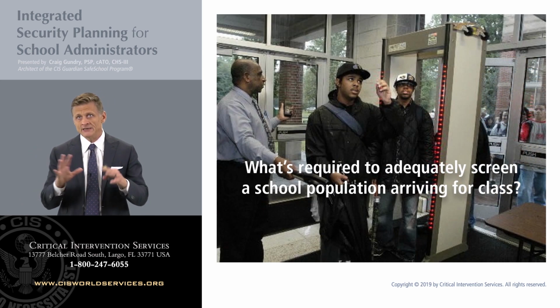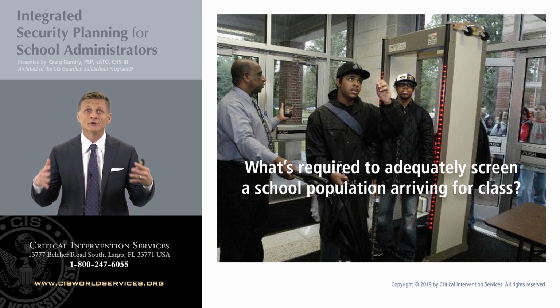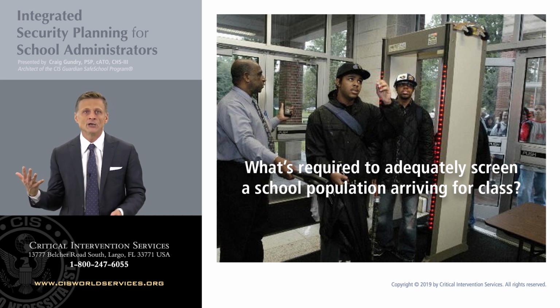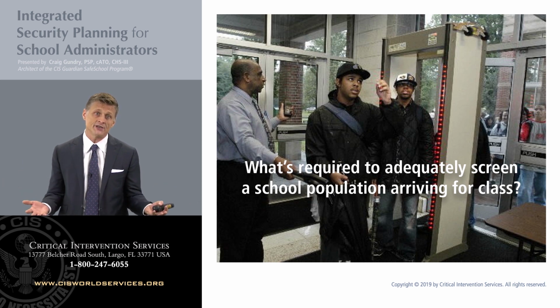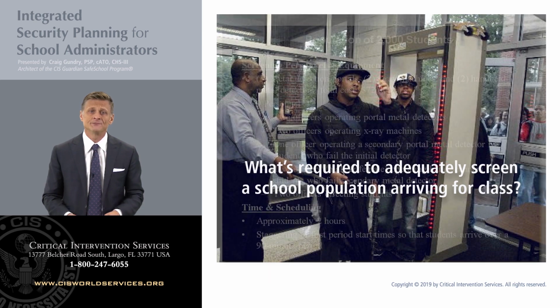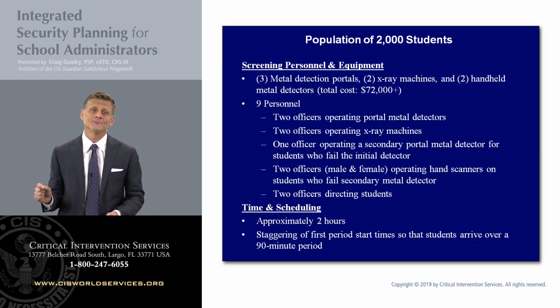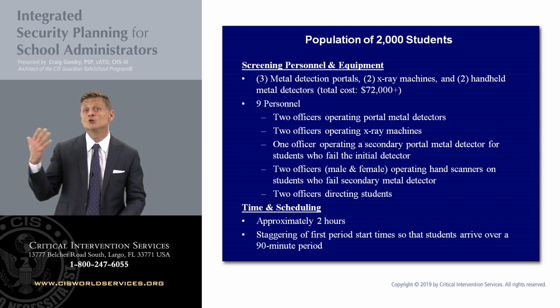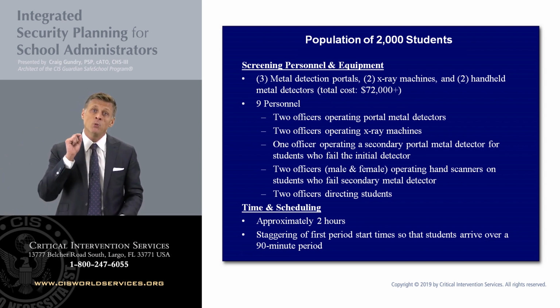Now, we talked a little bit about throughput rate and what would be required logistically, in personnel, equipment, and investment, to adequately screen a school population arriving for class. Looking at the experience and the procedures used in some urban school districts, such as the city of New York, you can get a good idea of what's involved here. Let's say we had a school with a population of 2,000 students. To work effectively, at least within a 2-hour screening period, that would require 3 metal detection portals, 2 X-ray inspection machines, and 2 handheld metal detectors, typically for a cost of around $72,000 minimum, probably closer to $100,000, maybe a little bit more. It would require 9 personnel to conduct the screening of this 2,000 student population.